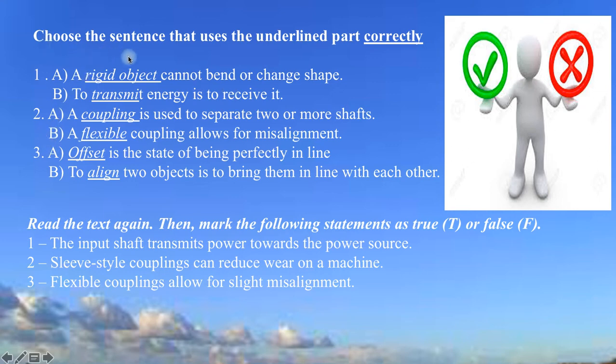First, choose a sentence that uses the underlined part correctly. You can see here two sentences. One of these sentences is correct, and the second one is incorrect. You can also change some words or some phrases, and you can try to make it right.